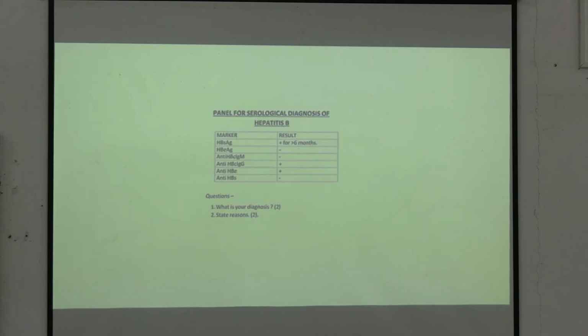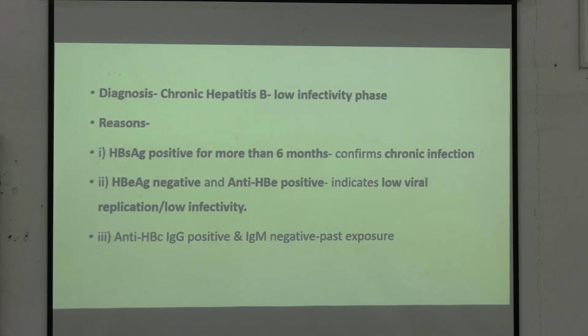Then second is HBs antigen positive for more than 6 months. IgG present, anti-HBe present. All others are negative. So, this is a case of chronic hepatitis B with low infectivity.